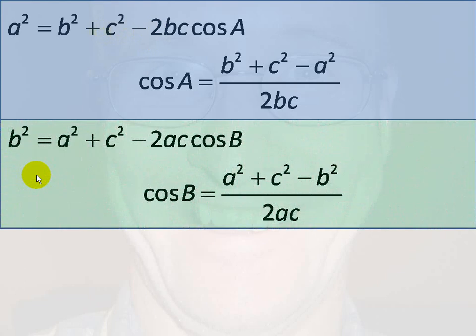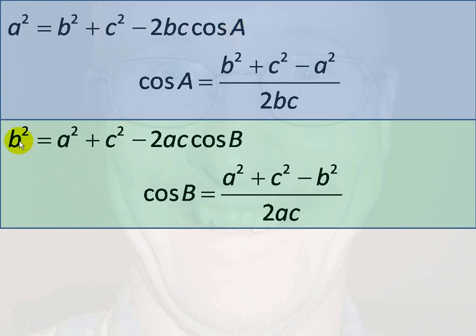Also, we have b squared equals a squared plus c squared minus 2ac cosine B. And similarly, I found the formula for finding the angle B. Now notice the similarities here. Notice a squared is equal to the sum of the squares of the other two sides minus 2 times the product of the other two sides times the cosine of the opposite angle. So that's one way you can remember it.